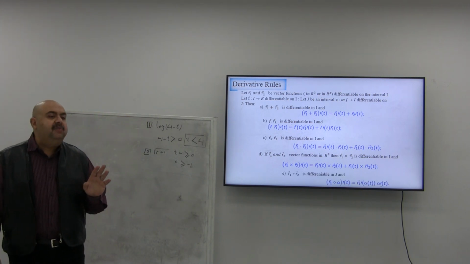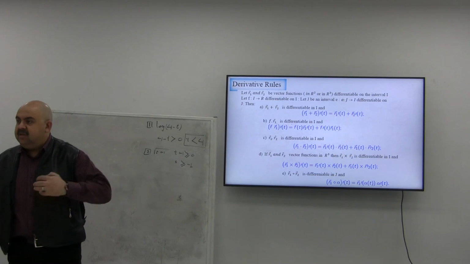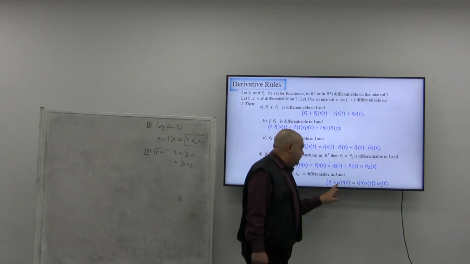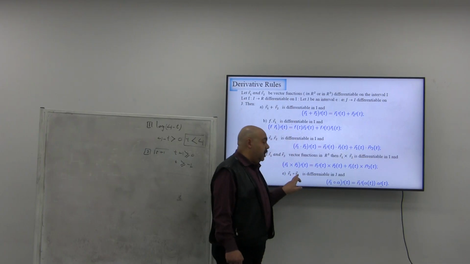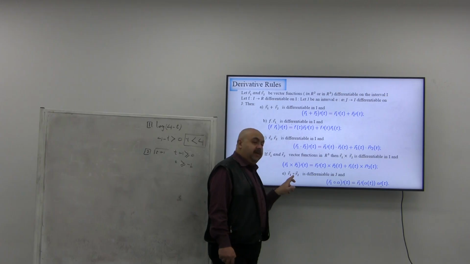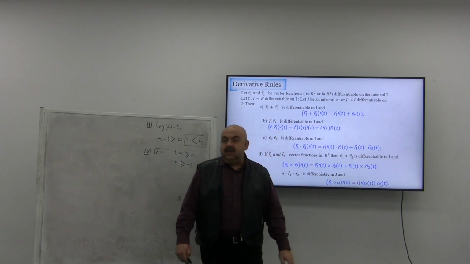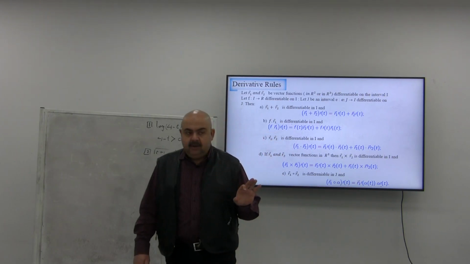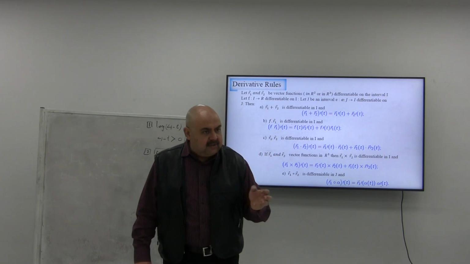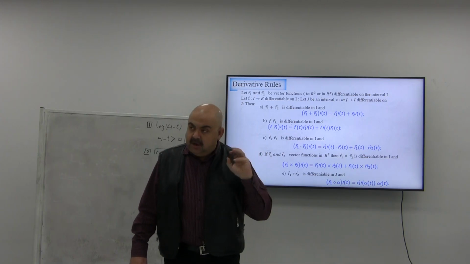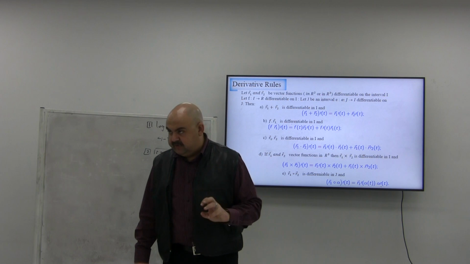Finally, for composite functions, which is a function inside a function. If I have R1 composite R2, all I have to do is get the derivative of R1 first as a function of R2, times the derivative of R2. And that's the formula for doing the derivative of a parametric or composite function representation.